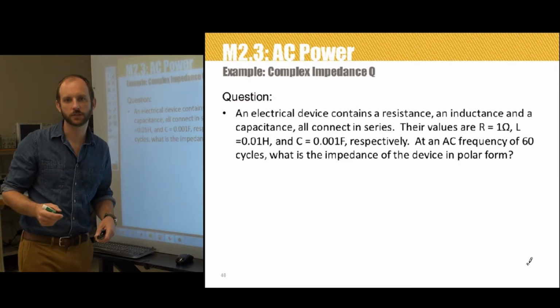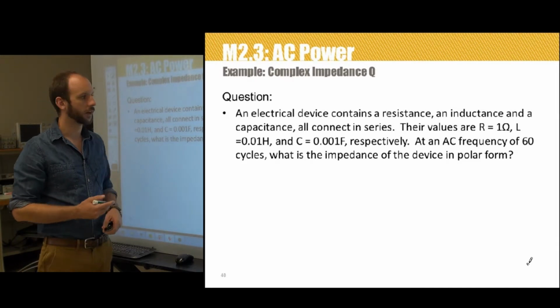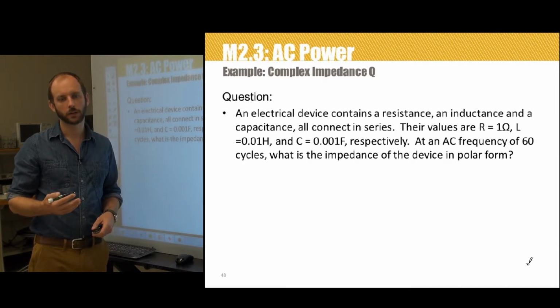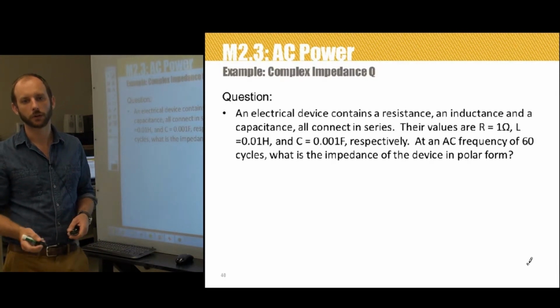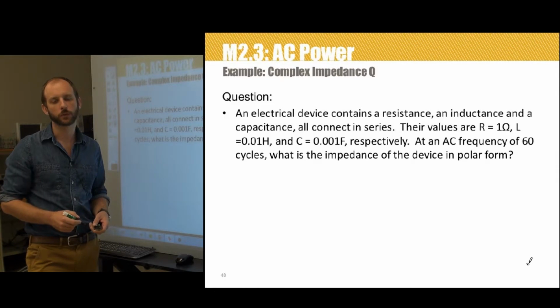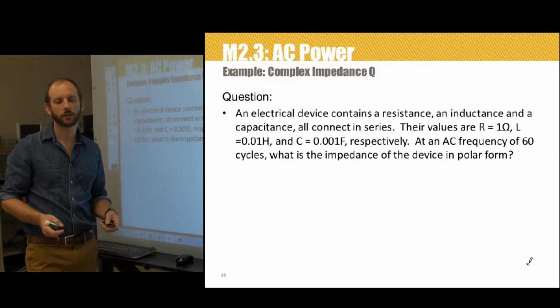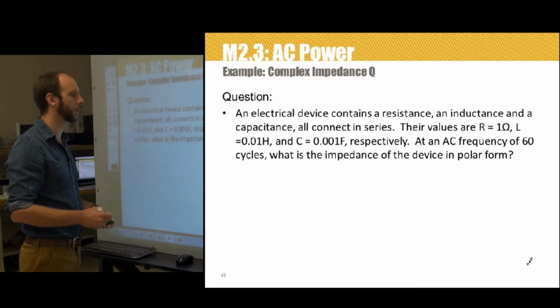So let's do a simple calculation of complex impedances. We've got an electrical device. It contains a resistance, an inductance, and a capacitance, all connected in series. Their values are R equals 1 ohm, L equals 0.01 henries, and C equals 0.001 farads. At an AC frequency of 60 cycles per second, what's the impedance of the device? And let's write that in polar form.